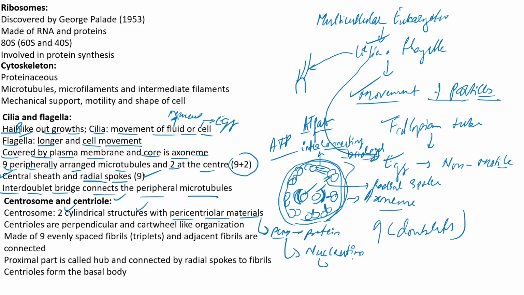Nucleation, what do you mean by nucleation? That is the polymerization of tubulin. What do you mean by polymerization? One tubulin molecule is added to one more molecule, and similarly the tubulin molecules are added serially, and this serial addition of tubulin molecules is called polymerization or nucleation. And this results in the formation of the microtubule.